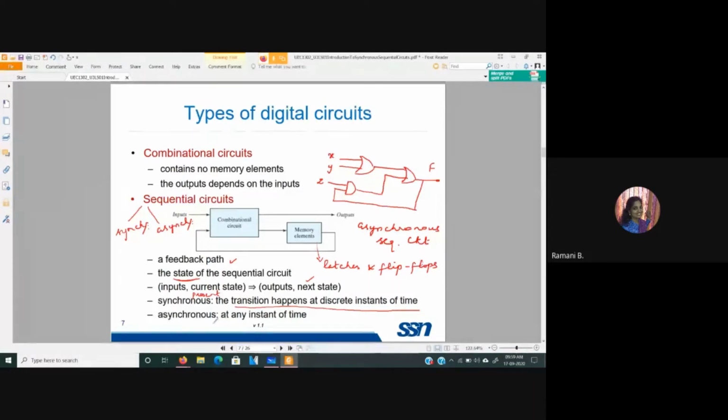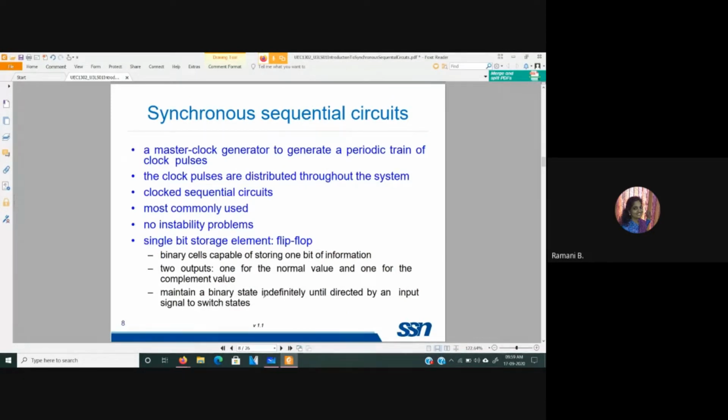And in case of asynchronous sequential circuit, the output can change at any instant of time. So we will see what the advantage of having this synchronous operation and the asynchronous, what is the disadvantage, all those we will see. So with the synchronous sequential circuit, you have a master clock generator. So clock implies it is a periodic train of pulses. Okay, so with respect to the digital circuit, it is always a square wave. Okay, so this we call the periodic train of clock pulses.